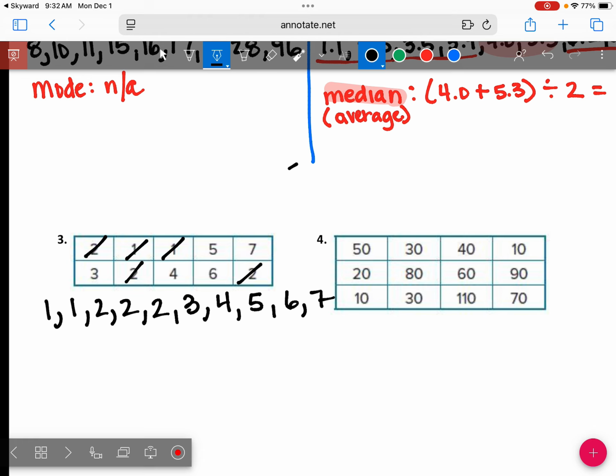Okay. Well, first period, they said it was 2 modes, but there isn't 2 modes. They said 1 and 2 were both modes, but that's not true. There is only 1 mode, and what is the mode? What number occurs the most? 2. So I don't think they realized that. I don't know what they did, but the mode is 2.